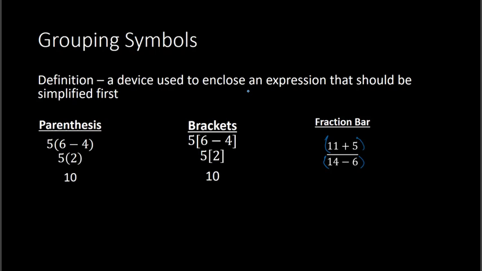So we know that we need to simplify the top and the bottom separately first before we start trying to divide things. So 11 plus 5 on the top is 16. 14 minus 6 on the bottom would give me 8. So we have 16 over 8, which this now means division. So 16 divided by 8 would now equal 2.